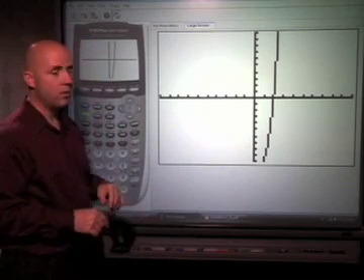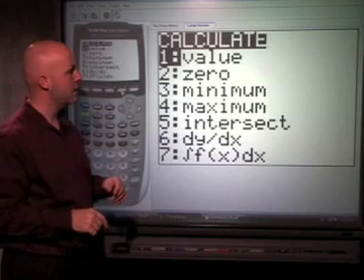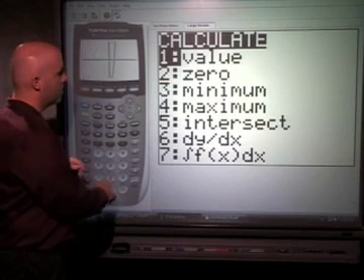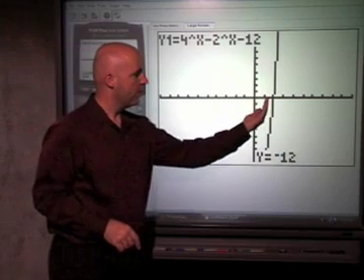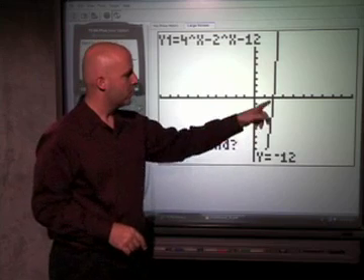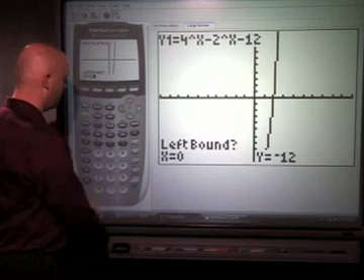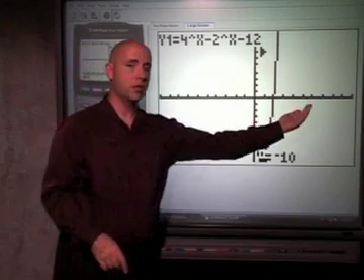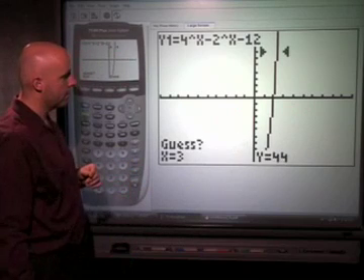To find that value, we'll go to our calc menu by pressing second and trace. We're using our 0 option, so we'll use option number 2. First question we get is our left bound. We want to choose an x value that's clearly to the left of the point we're interested in. Since we think the 0 is at x equal to 2, we're going to use 1 as our left bound. For our right bound, we want to go clearly to the right. In this case, we'll use 3 for our right bound.